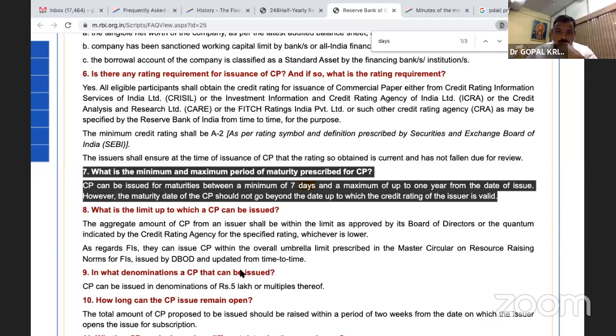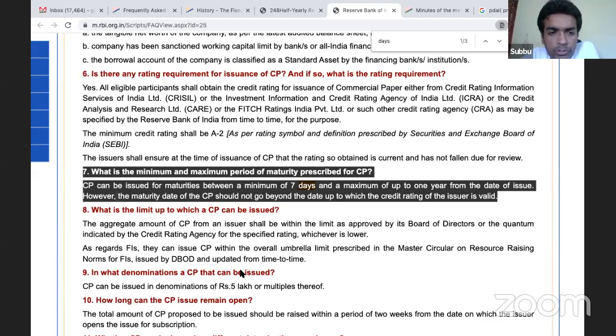7th question. What is the minimum and maximum period of maturity prescribed for commercial paper? From which site are you reading this? RBI. Very good. Go ahead. Commercial paper can be issued for maturities between a minimum of 7 days and a maximum of up to 1 year from the date of issue. This is plain vanilla Bollywood style movie. Now the Maniratnam movie will come after that.